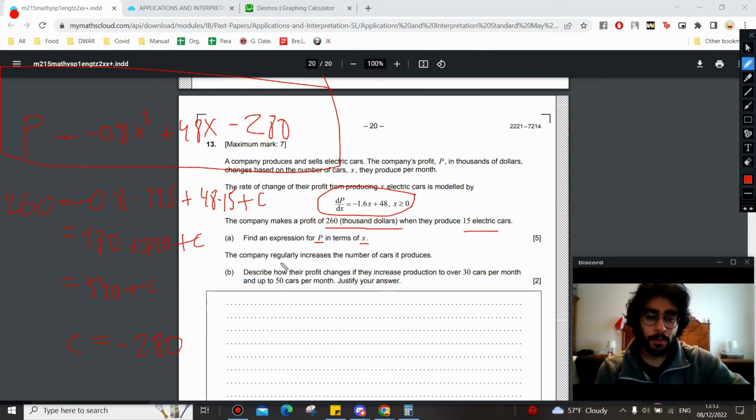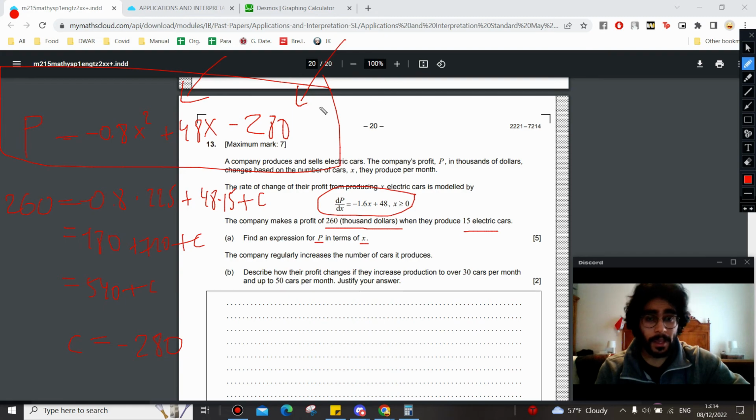Okay, the company regularly increases the number of cars it produces. Describe how their profit changes if they increase the production to over 30 cars per month and up to 50 cars per month. Justify your answer. Well, let's see. There are many ways to find it. Let's just find the 30 cars. So I will just plug in 30 here and see what happens. And then I will plug in 50 here.